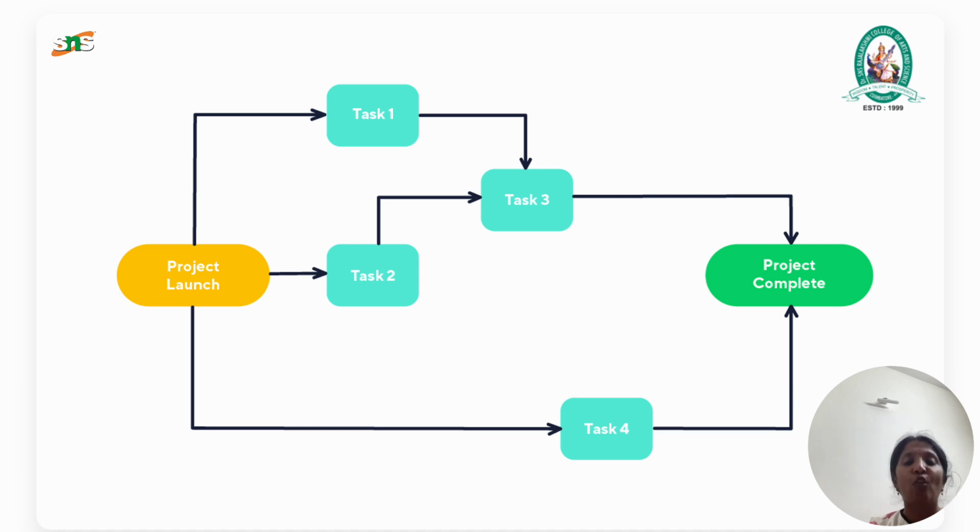But in task 4, if no integration is required, you can do it separately. So all this will be combined in your project complete. If the project is completed on time with all the activities scheduled properly, then it will be helpful. So this is the main cause of using this PERT chart.